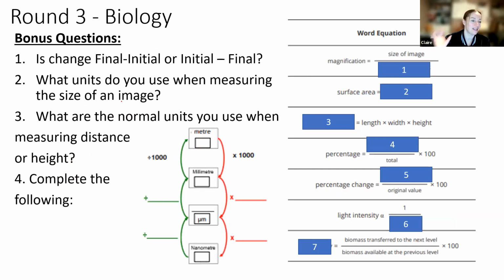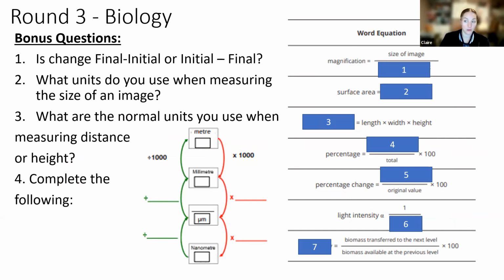Biology, yes, right, we're doing biology equations now. So find the sheet for the biology equations, please. The number in 1 to 7, that should be quite straightforward, but then I have added some bonus questions. Okay, so the first one is when you measure change, when something changes, is it final minus initial, or is it initial minus final?